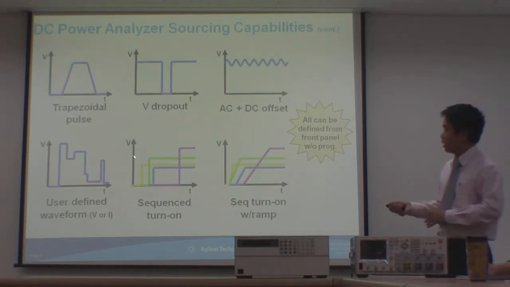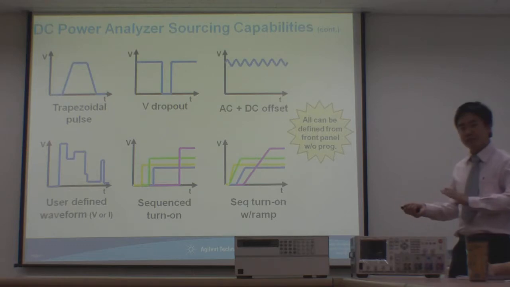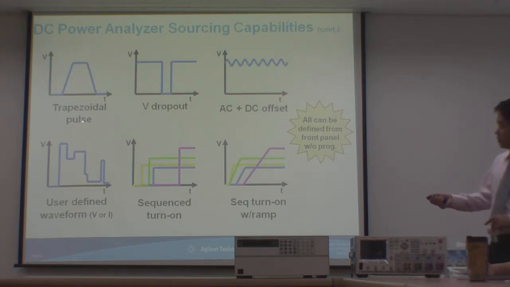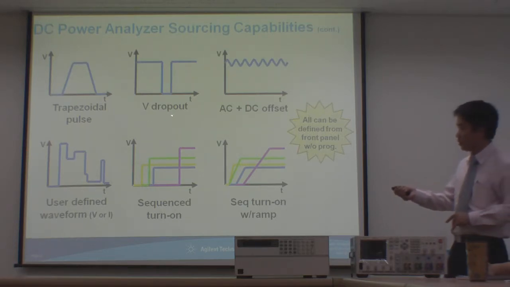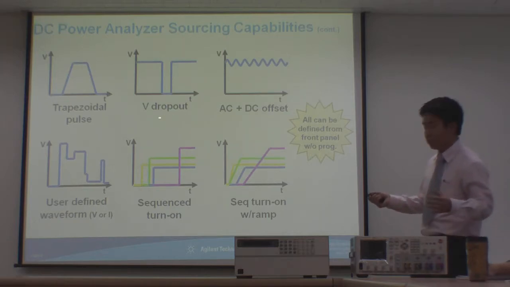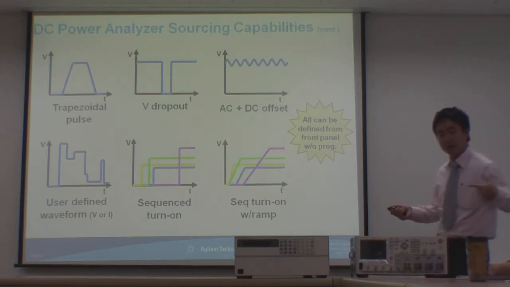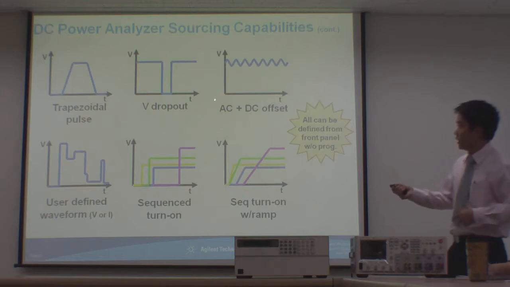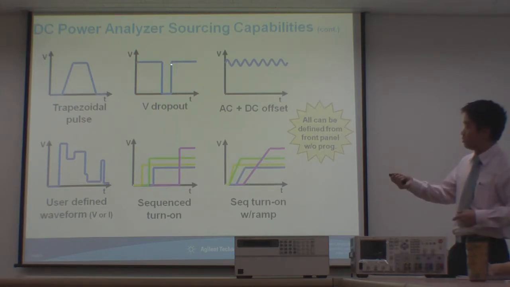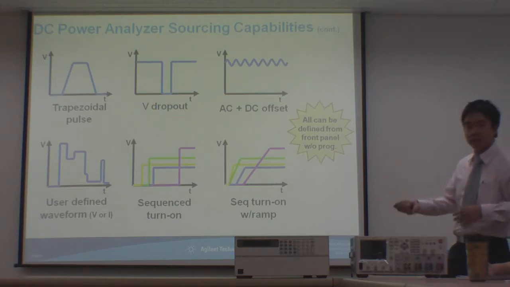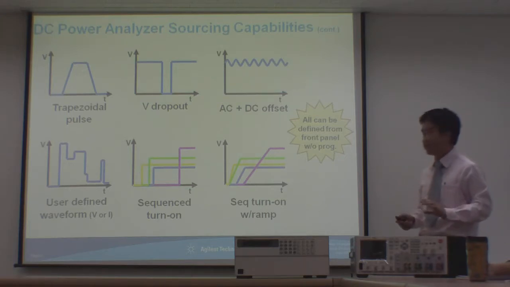And here's a little bit more complex functions that you can set. So here's a trapezoid and a voltage dropout. So for your DC to DC converter, if you want to simulate a voltage dropout on the DC input, you can actually program this dropout from 3.3 to 0, and you can simulate a voltage dropout on a DC to DC converter.